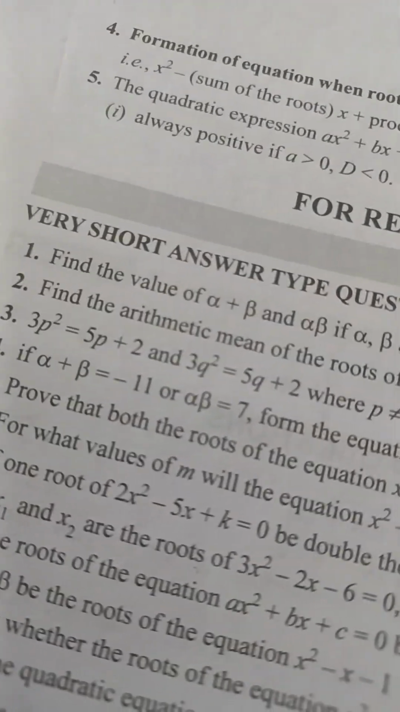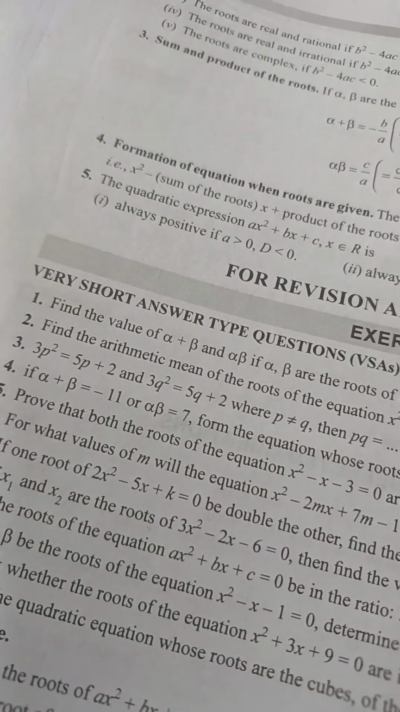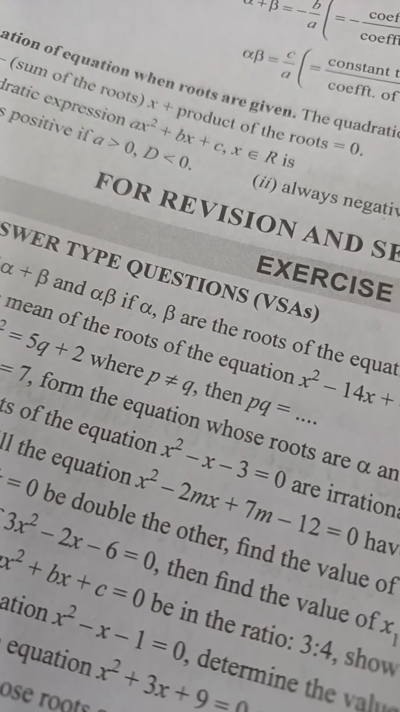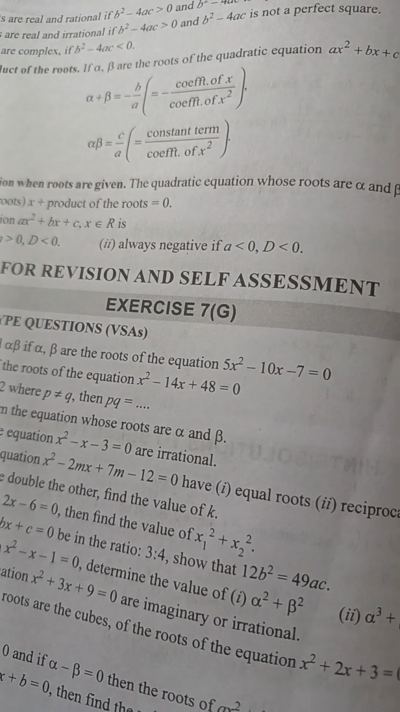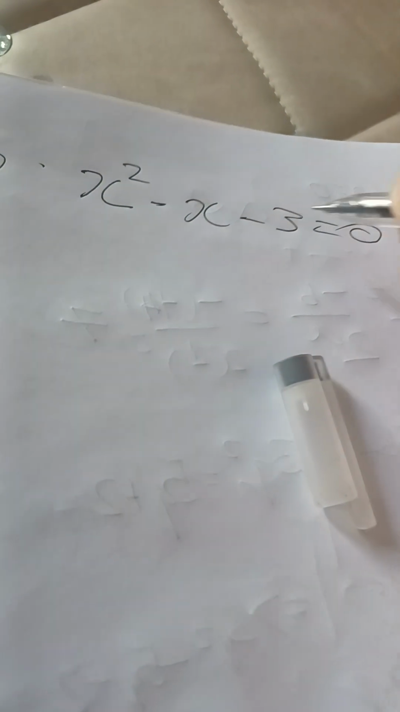Number 5, prove that both the roots are irrational. This is 5, right? It's x square minus x minus 3. X square minus x minus 3 is equal to 0.